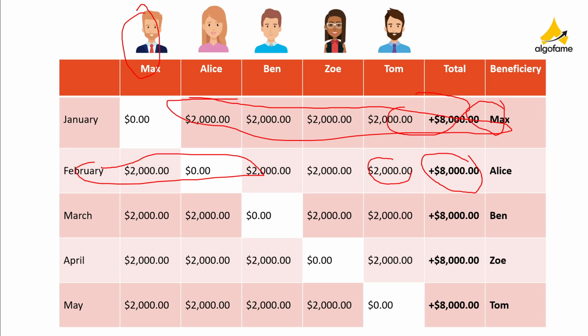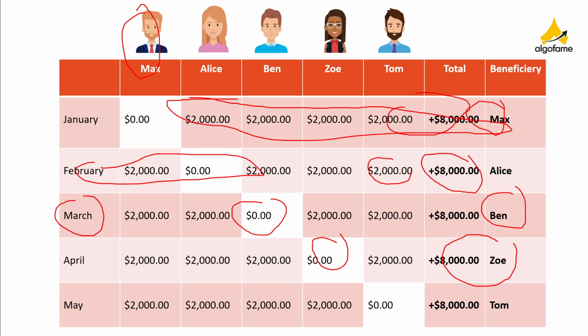Then in March, the same thing happens again. Everybody else except Ben puts in $2,000, and that money is given to Ben. You can see Ben here put in zero. And then the next month, the month of April, everybody else puts in $2,000 except for Zoe. Then Zoe gets the money. And in the fifth month, the last month of May, everybody puts in $2,000 except for Tom, and then Tom receives his $8,000 at the end of the month.